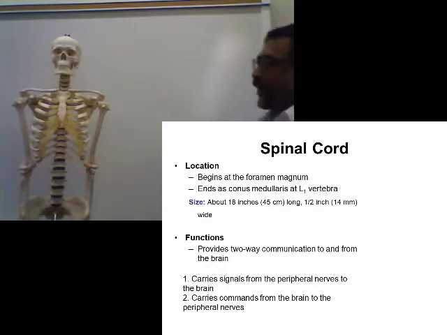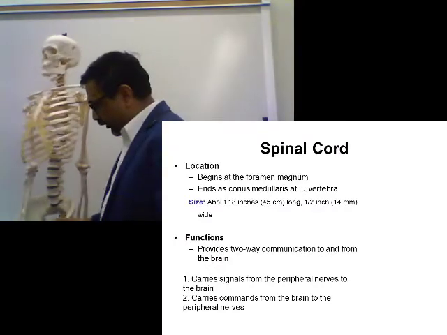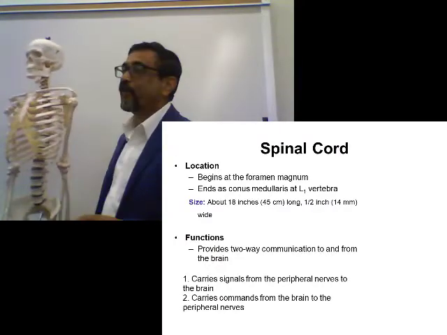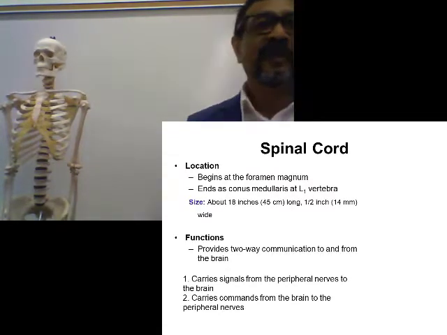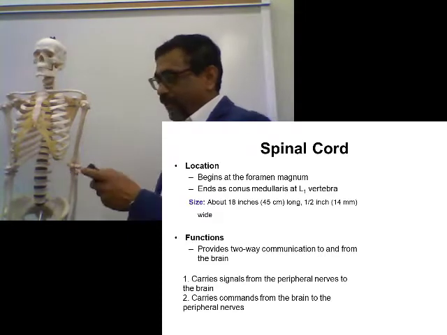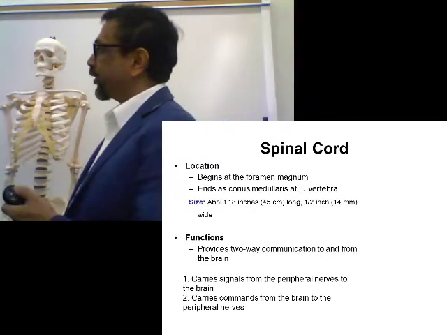Length of the spinal cord. The spinal cord in an adult person is about 18 inches long, that means 45 centimeters, and half an inch or 14 millimeters wide.